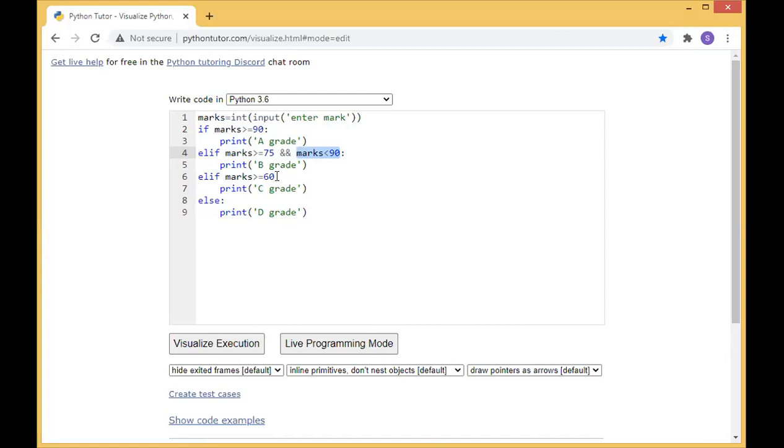Students understood? So now tell me what is the alternate condition for this one? Marks greater than or equal to 60 and marks less than 75. If you give less than or equal to here, what will happen? It will satisfy both conditions. Here also, if you give equal to 75 it will give an error. Both the conditions will satisfy.